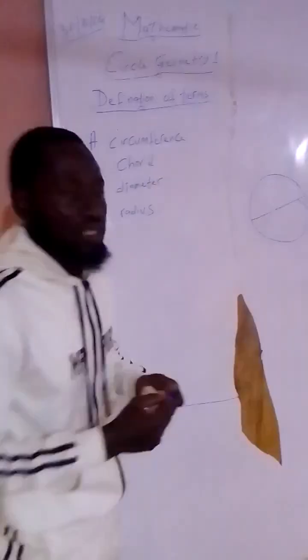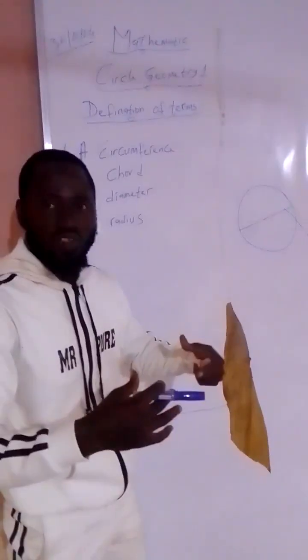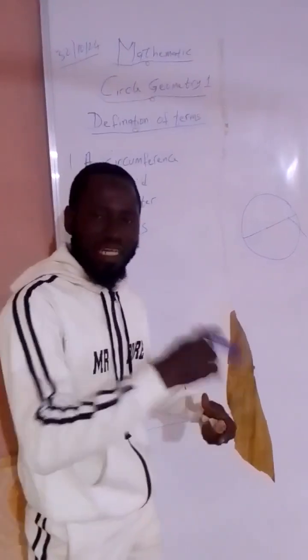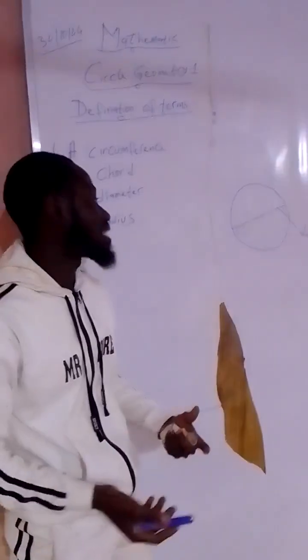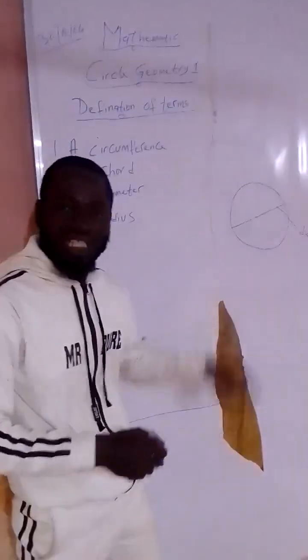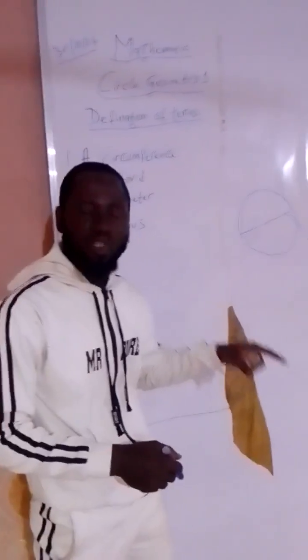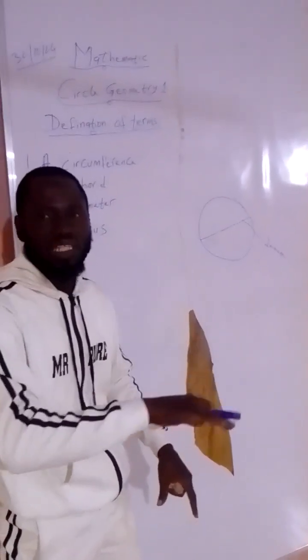Reason, because it's a straight line that is joining any 2 points of the circumference of a circle. Then the line passes through the center of the circle. Some definitions, some people will define it as diameter is also a chord. But some type of chord is a chord that passes through the center of a circle.